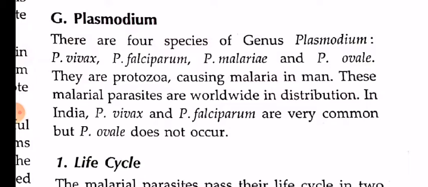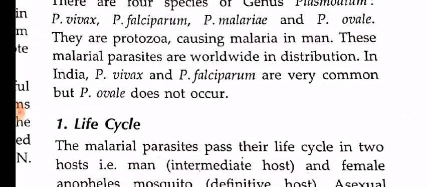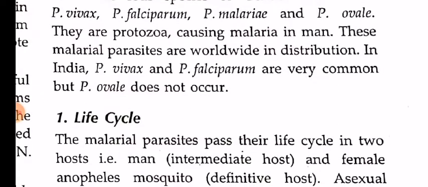Genus Plasmodium. There are 4 species of genus Plasmodium: P. vivax, P. falciparum, P. malariae, and P. ovale. They are protozoa causing malaria in man. These malarial parasites are worldwide in distribution. In India, P. vivax and P. falciparum are very common, but P. ovale does not occur.